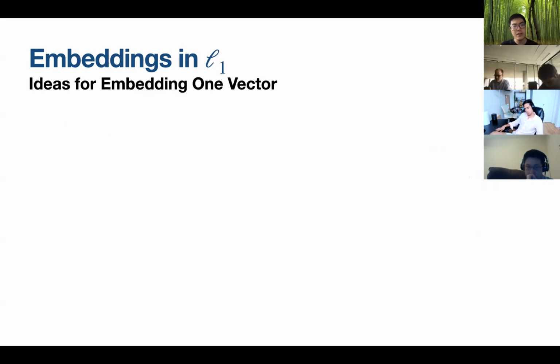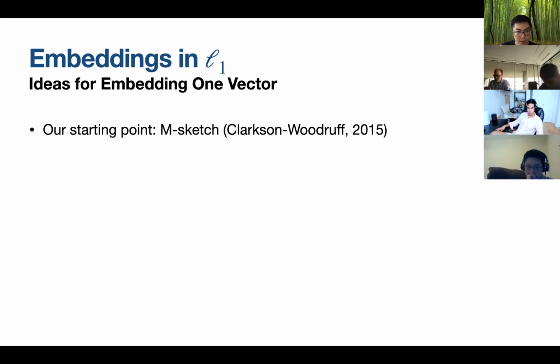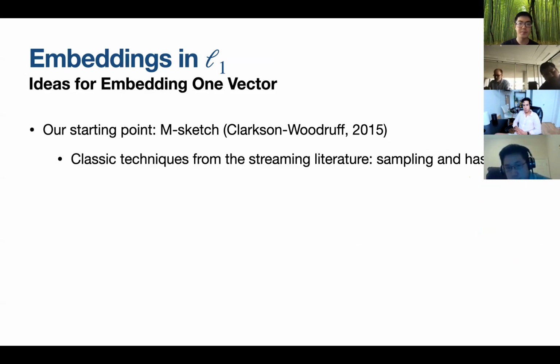In order to improve the dependence on epsilon for one vector, we switch our approach. Instead of going through the Cauchy variables, we use a different starting point, known as M-sketch, which is work by Clarkson and Woodruff in 2015. Instead of Cauchy variables, we use a different set of techniques, well known in the streaming literature, based on sampling and hashing. I'll go into more detail about these later.